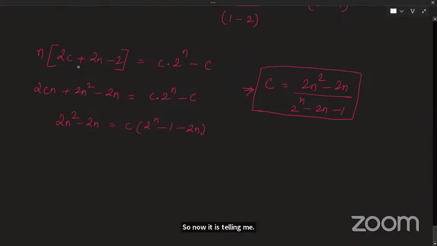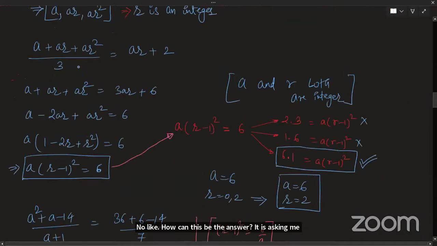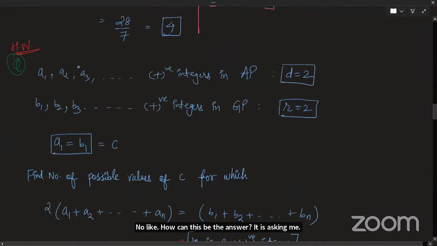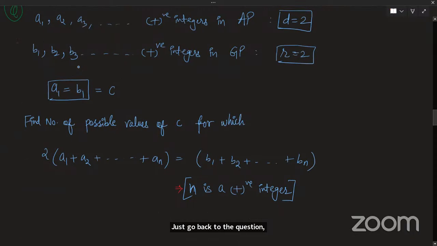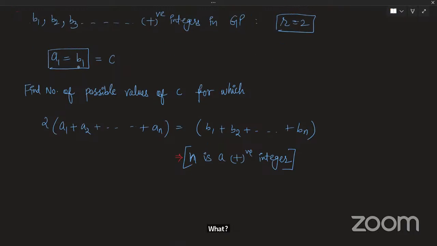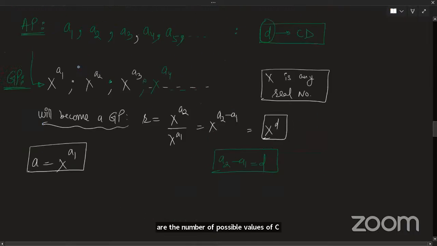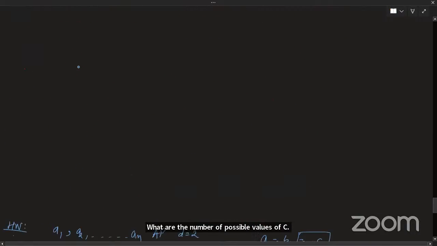Sir, is this the answer? No, how can this be the answer? Just go back to the question. What is it asking me? It is asking me the number of possible values of c for which this condition is true and n is a positive integer.